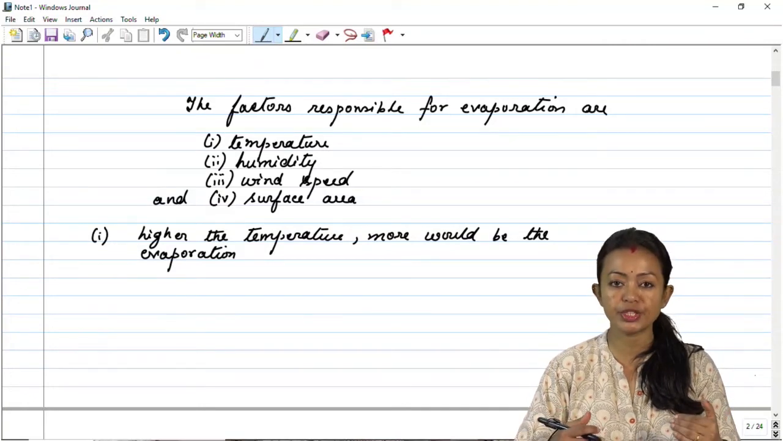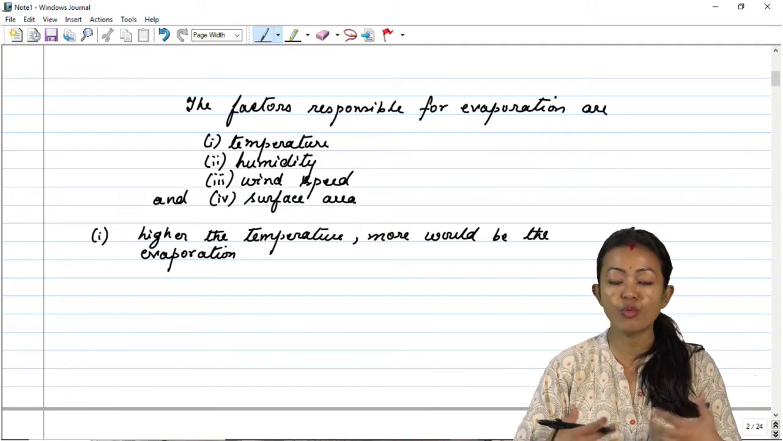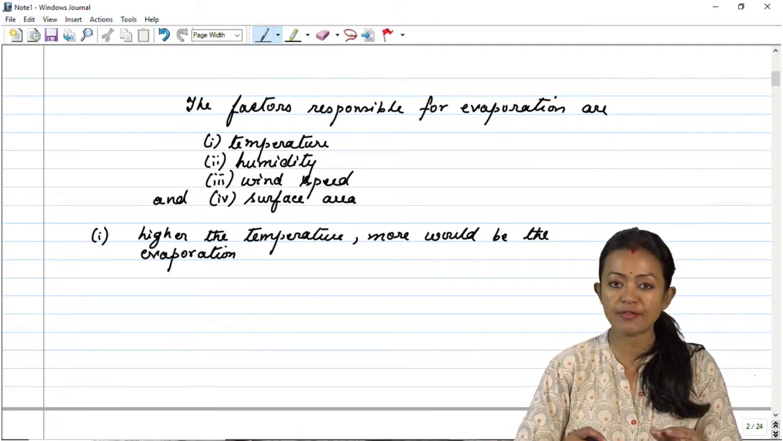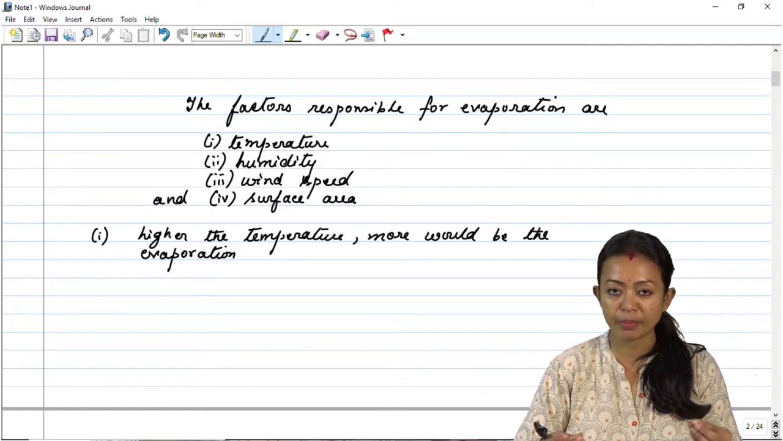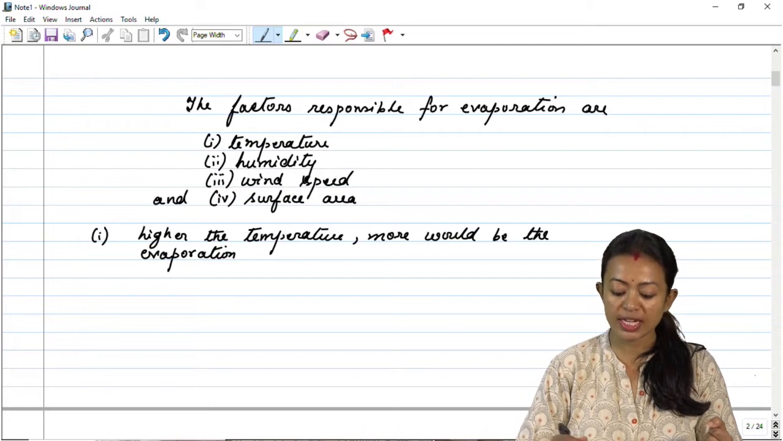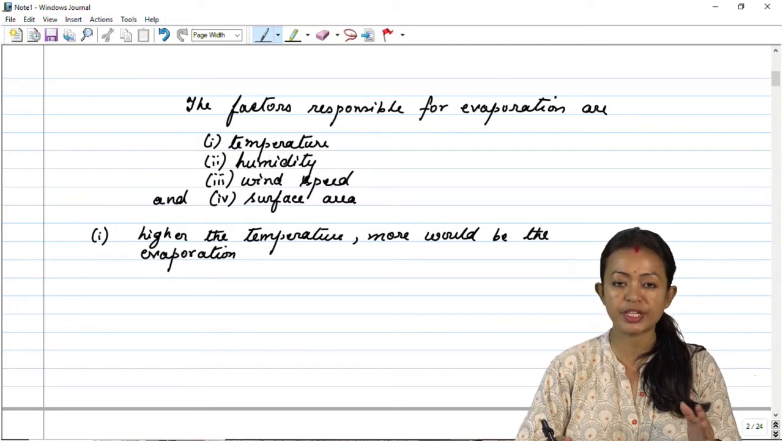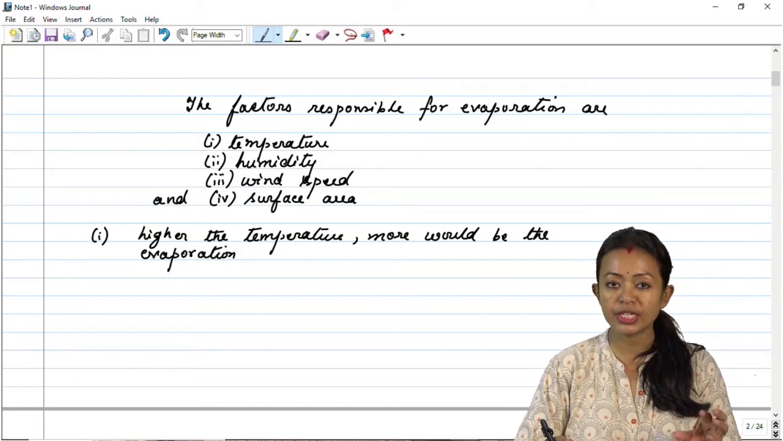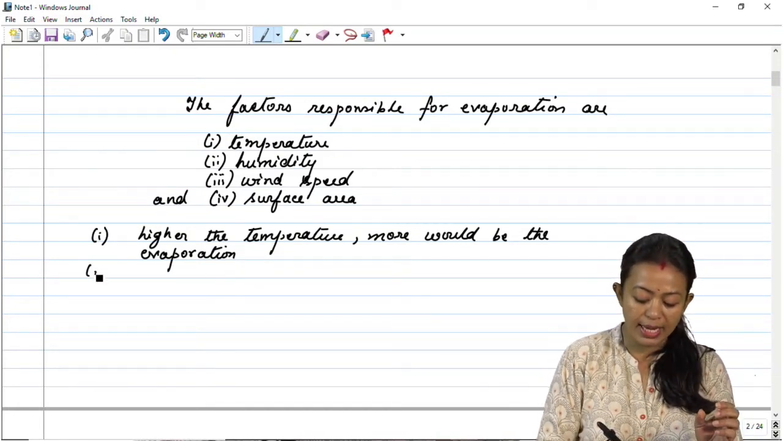So the more the temperature, the more would be the energy intake, and it will have more kinetic energy to free itself from the bond that exists between the liquid particles, and get converted into the vapor state. So we see that the evaporation rate increases when we increase the temperature. Similarly, if you decrease the temperature, the rate of evaporation would also decrease because the energy input is less. Fine. The next one is humidity.